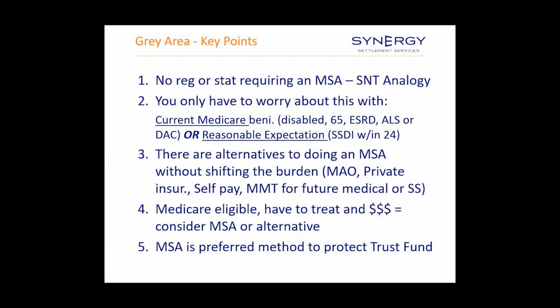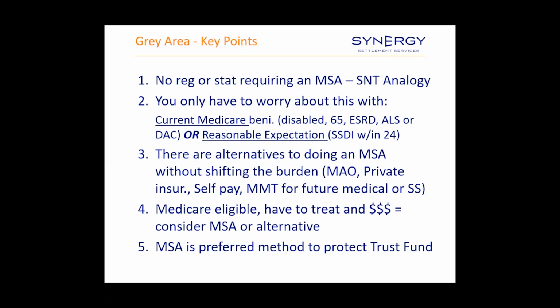So a key thing about this, though, is that you only have to worry about this when you're representing a client who's a current Medicare beneficiary, which means they're either disabled, 65 or older, have end-stage renal disease, are suffering from ALS, or are a disabled adult child. There is an argument that also you want to be considering these issues if you are representing someone who has a reasonable expectation of becoming a Medicare beneficiary within 30 months. That is because they have applied for SSDI and are currently receiving it. So within 24 months, they will become a Medicare beneficiary if they fall within that category.